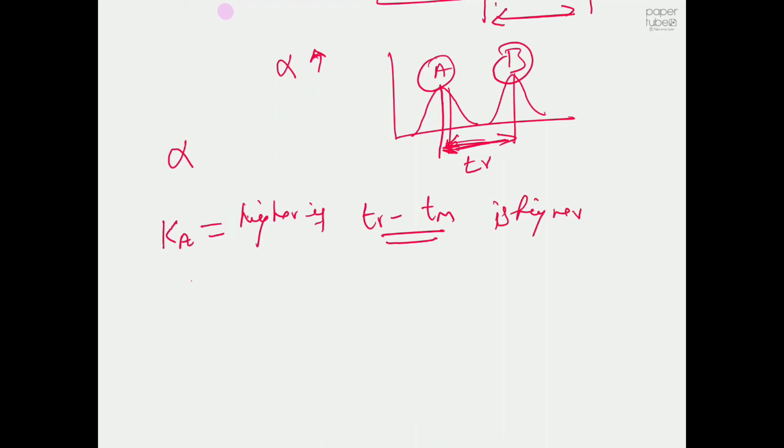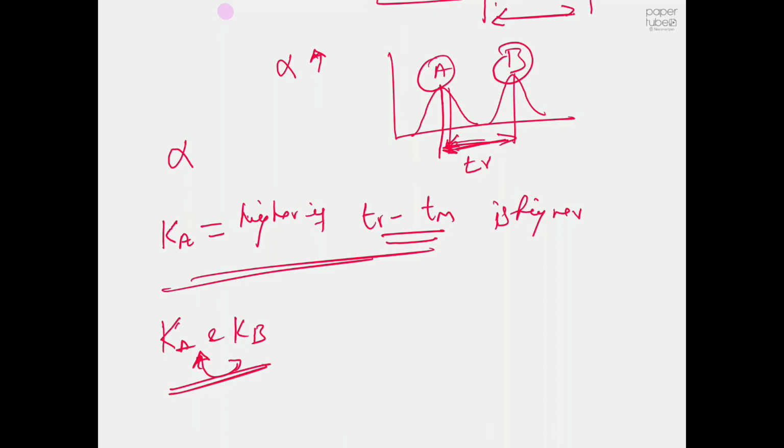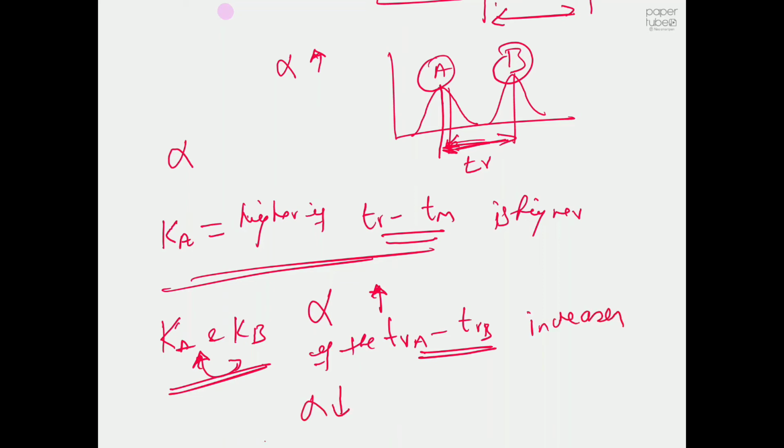But anyway, since we are talking about separation, we should consider compound A and compound B. We are separating these two compounds. One factor that connects these two parameters is alpha. This value will increase if TR A minus TR B increases, and alpha, the separation factor, will decrease if TR A minus TR B decreases.